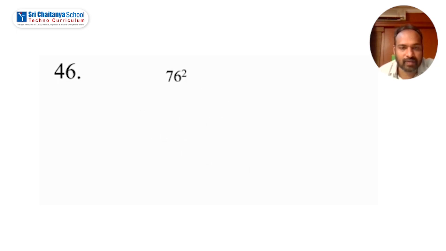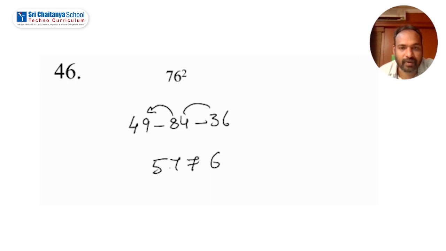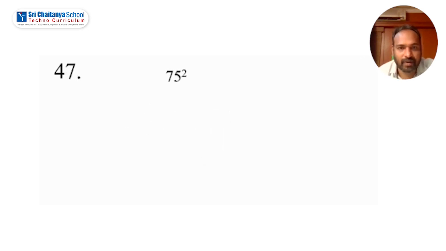Now in the 76 square. So 7 square, 49. Next one 2AB means 2 into 7 into 6. How much? 2 into 7 into 6, which is 84. Then 6 square, 36. Do the balancing. 6, 3 will carry forward. 4, 8 will carry forward. 49 plus 8, which is how much? 57. So the answer is 5776.